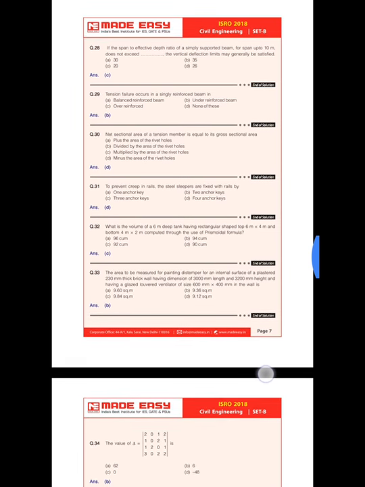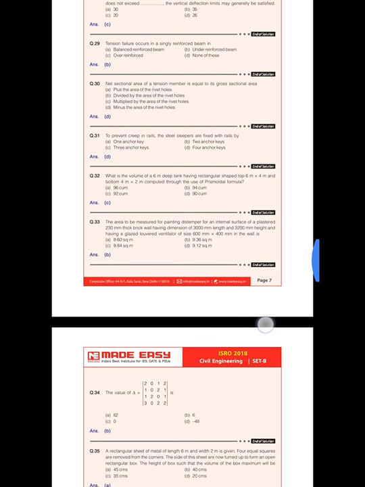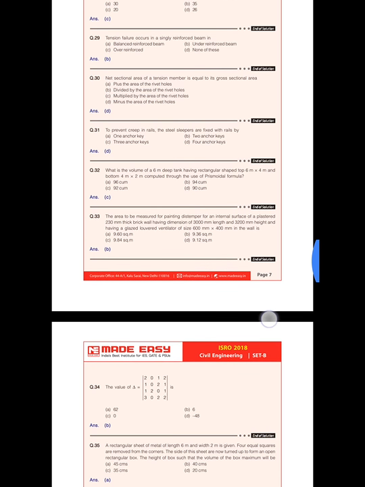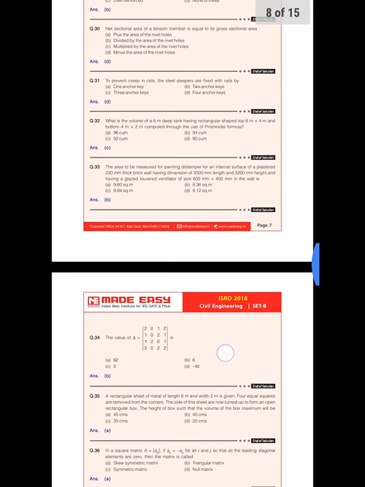The net sectional area of the tension member, AN, is equal to the gross sectional area AG minus the area of the rivet holes. Net will be nothing but AN, only the concrete we need to find. The gross area means it will cover the total concrete plus the number of bars, and we have to subtract the bars, which are the rivet holes.